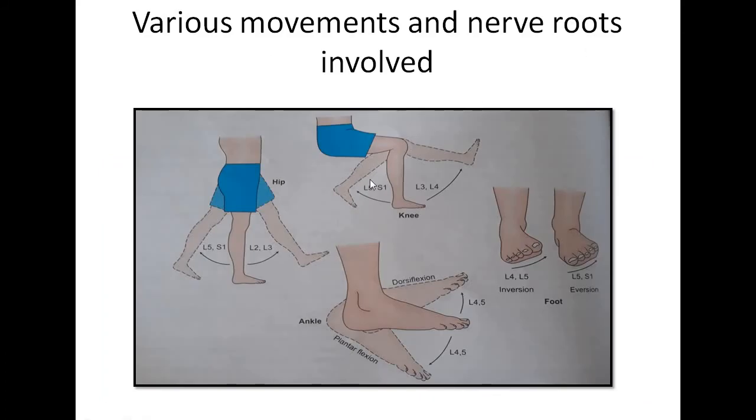Here you can see different movements and the nerve roots involved. This is knee flexion and extension. This is inversion. This is eversion. Plantar flexion and dorsiflexion take place at the ankle joint, and this is at the hip joint. Flexion, extension.